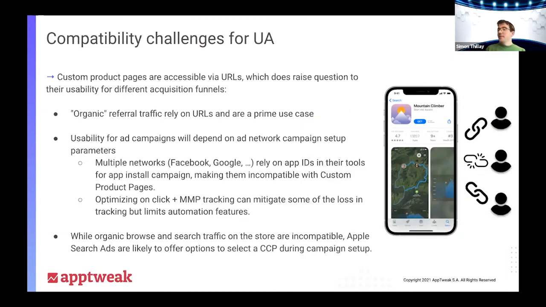One thing that is going to be challenging with this new feature is which ad channel is going to be compatible. Any user is going to be able to access a custom product page via URL. And that means that if your traffic comes a lot from organic referrals, then you just give the link to the website, the influencer, whoever is going to be sending the traffic, and a simple click will send to your custom product page instead of your default App Store product page.